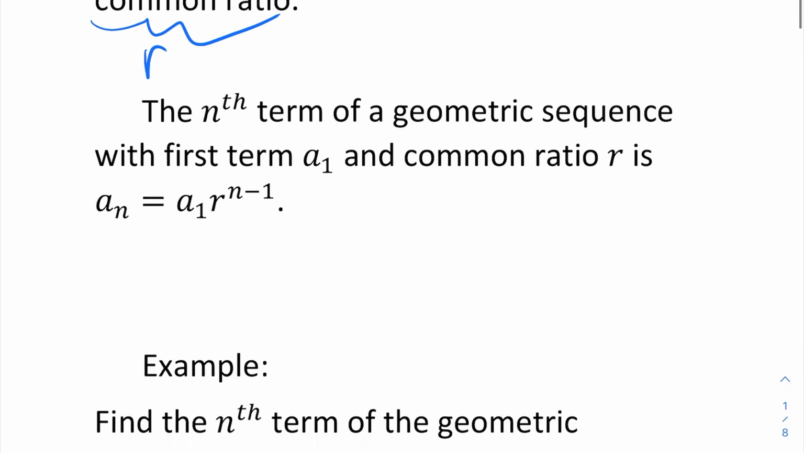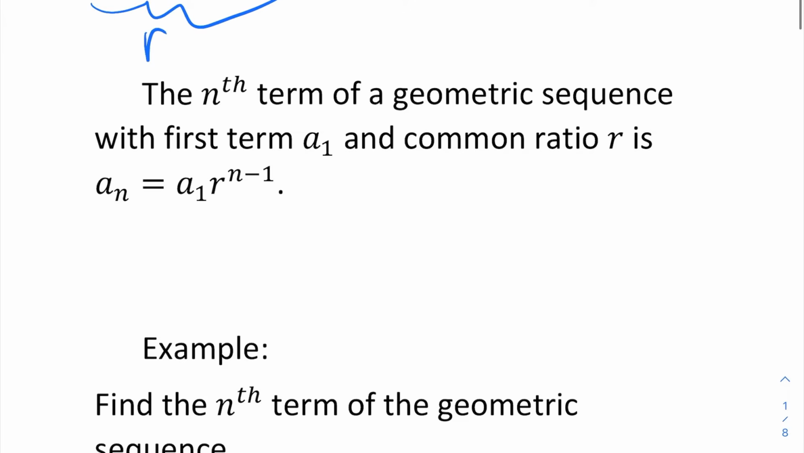So, the nth term of a geometric sequence with first term a1 and a common ratio of r is the general term an, or the nth term, is equal to a1, which is the first term, times r, which is the common ratio, to the variable n minus 1. So that's pretty much how you're going to go about finding the nth term.